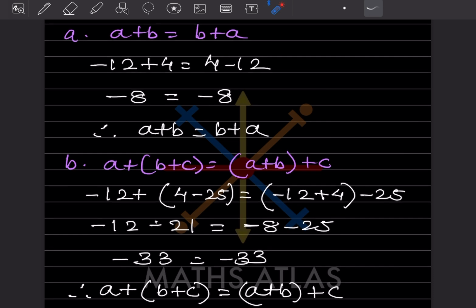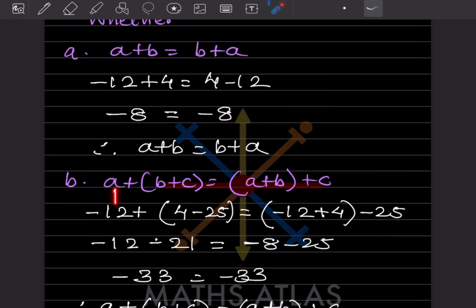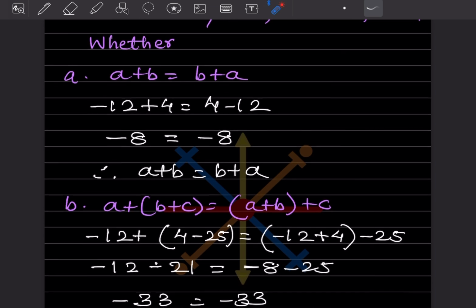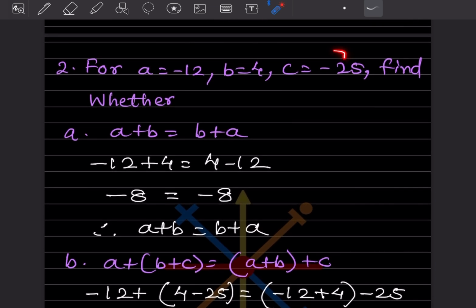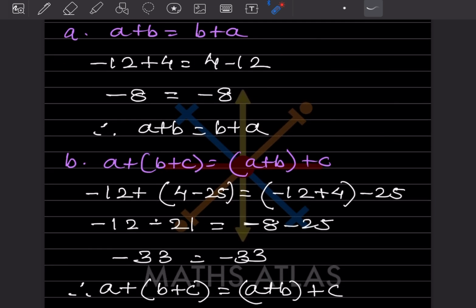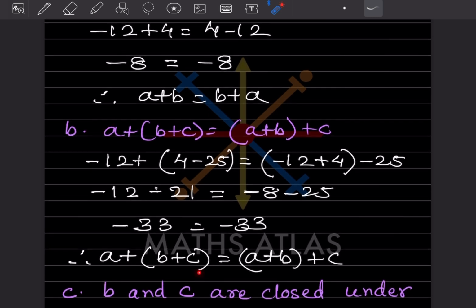A plus b plus c is equal to a plus b plus c. So you just put the values which are given. These are the values which are already given over here. So now we will solve this one: minus 12, and this is going to be minus 25 plus 4, that is going to be minus 21. And this will be minus 8 minus 25. So this is going to be minus 33, equal to minus 33. So we can say a plus b plus c is equal to a plus b plus c.